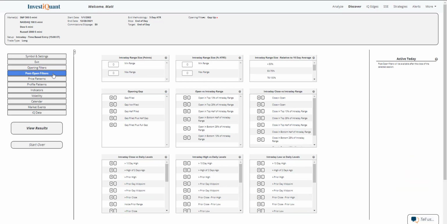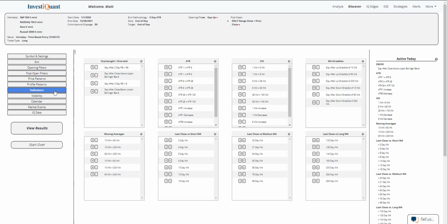Next thing I'm going to do is go to the post-open filters. I'm going to add the context around the market trading lower than the prior day closing price at 3 p.m. So to do that, I've already selected 3 p.m. as the entry time, so now I just need to say that the 3 p.m. price is below the prior day closing price, and that's going to be found in this category right here, intraday close versus daily levels. So I'm just going to scroll down just a little bit, hit equals for below prior close.